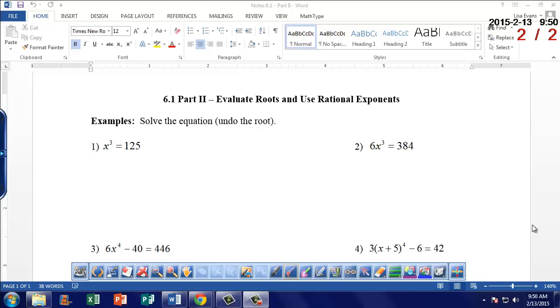Hello, today's lesson 6.1, part 2. We're still evaluating roots and using rational exponents, but we're going to use them by solving equations. What you need to keep in mind when we solve an equation is to isolate where the exponent's at, and then you're going to undo the root.